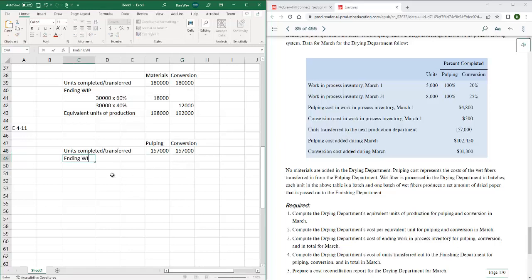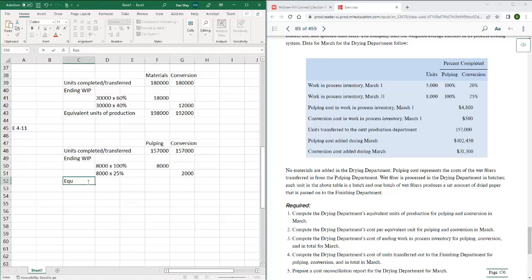To that, we're going to add the ending work in process. Now that is 8,000 units. And those things are 100% done with respect to pulping and just 25% done with respect to conversion costs. So here, equivalent units in ending work in process for pulping is 8,000, and just to be explicit, times the 100%. It's just 8,000. And then over here in conversion, 8,000 times 25% or 2,000.